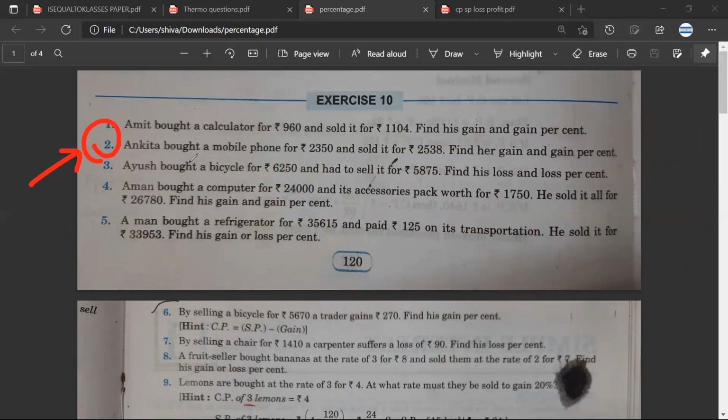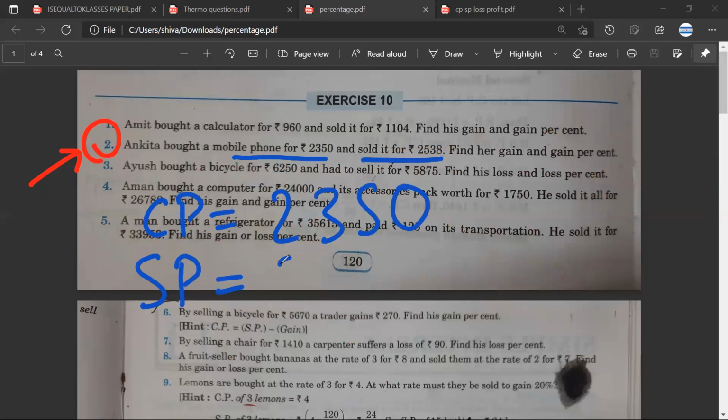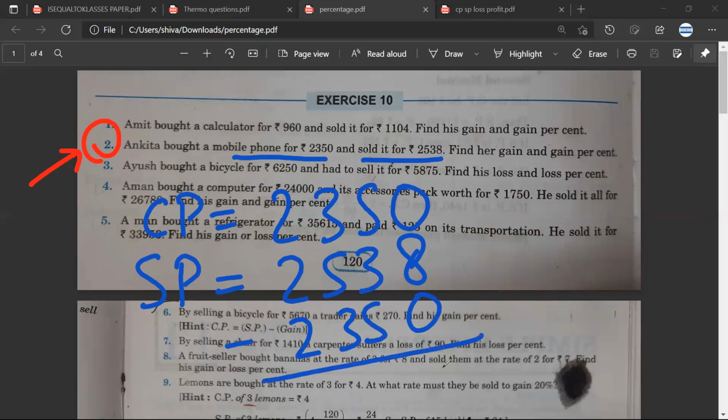Question number 2, Mr. Sarthak. In question number 2, the gain will be 2,538 minus 2,350 equals 188. So the percentage gain will be 188 upon 2,350 into 100.